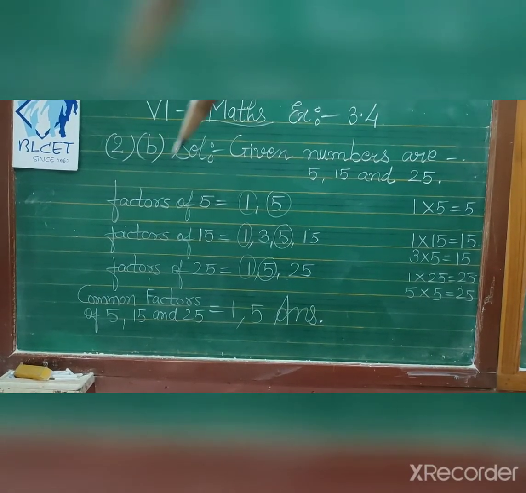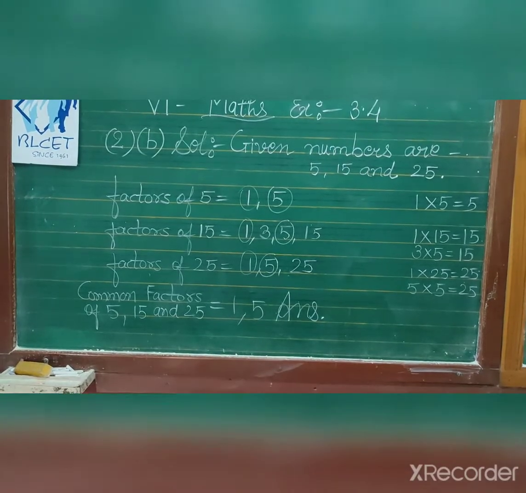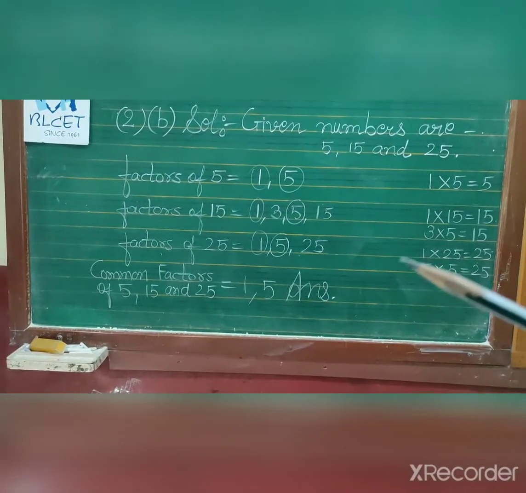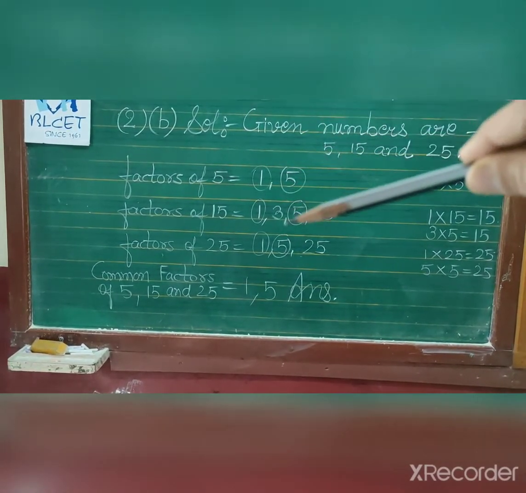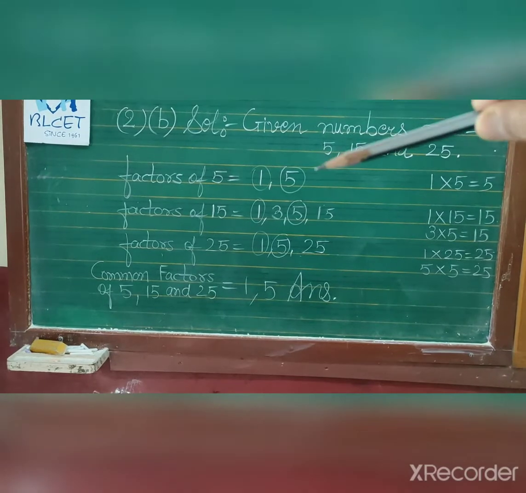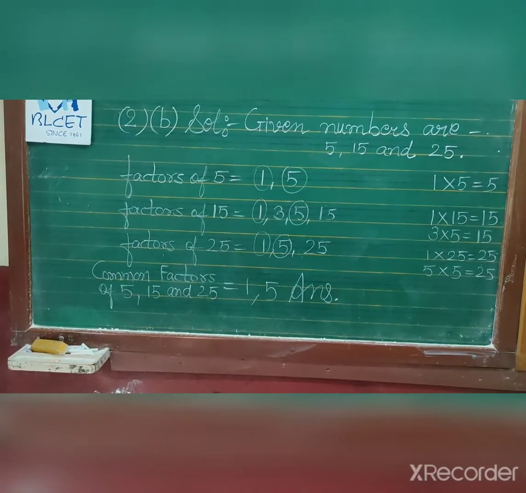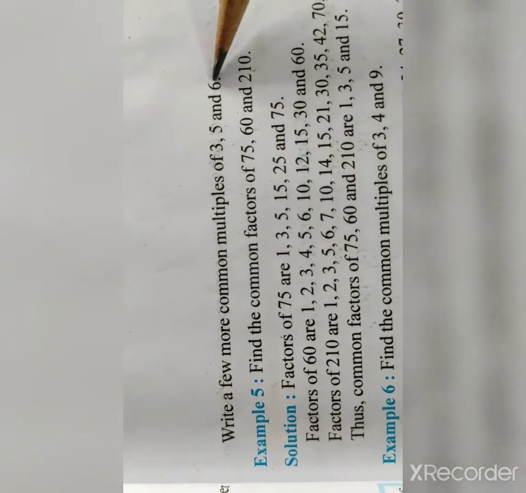So you can see factors of 5: 1 and 5. Factors of 15: 1, 3, 5, 15. Factors of 25: 1, 5, 25. Now common factors of 5, 15 and 25: in all three, 1 is common, and here 5 is common. So common factors of 5, 15 and 25 are 1 and 5. Now the same way you will solve this sum.